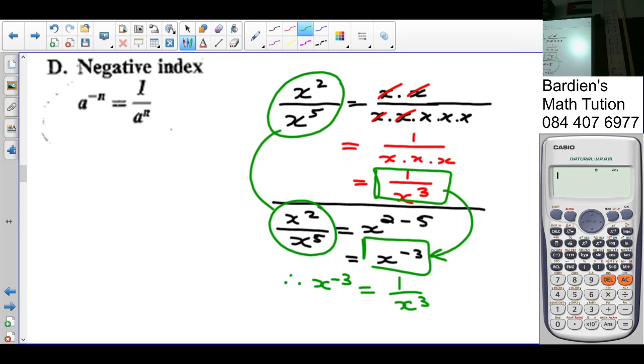Hence this explanation here: this is going to be a to the negative n. Why did I put the n there? It can be any natural number. And the base a can also be any number, other than 0. Then it is 1 over a to the n. That is basically what's happening. You see that, people?